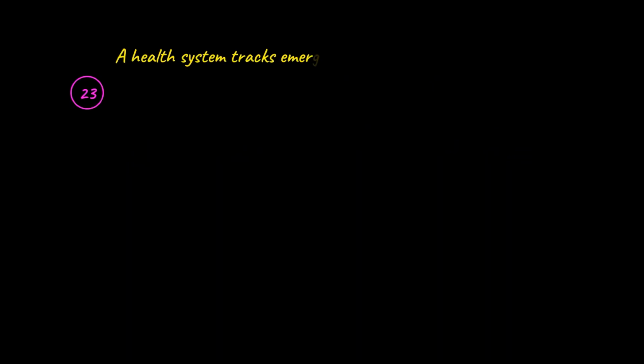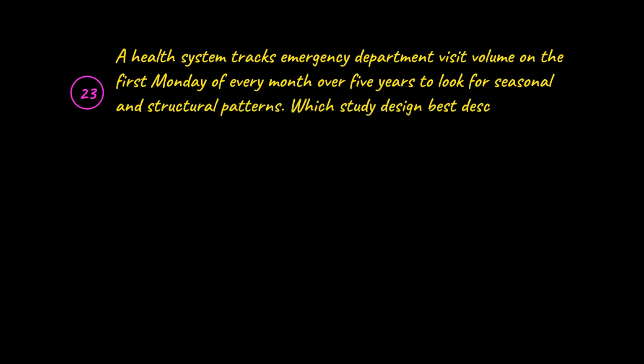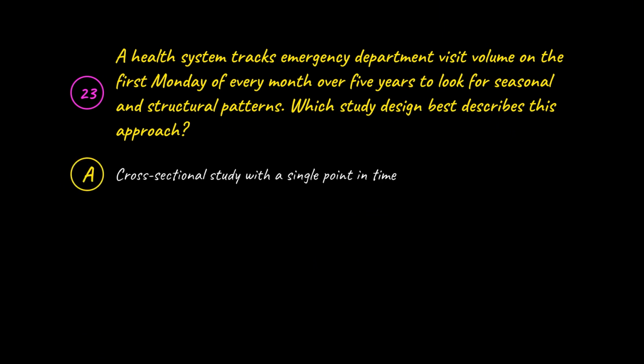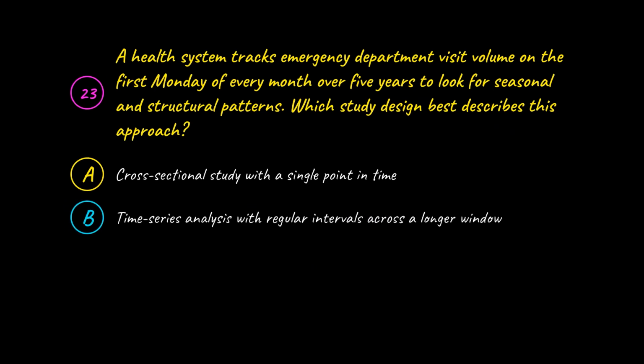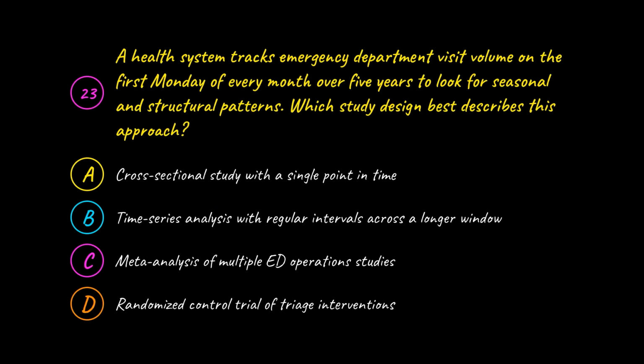Question 23. A health system tracks emergency department visit volume on the first Monday of every month over 5 years to look for seasonal and structural patterns. Which study design best describes this approach? Your options are: A. Cross-sectional study with a single point in time. B. Time series analysis with regular intervals across a longer window. C. Meta-analysis of multiple ED operation studies. D. Randomized controlled trial of triage interventions. Don't overthink it. Which one feels right?